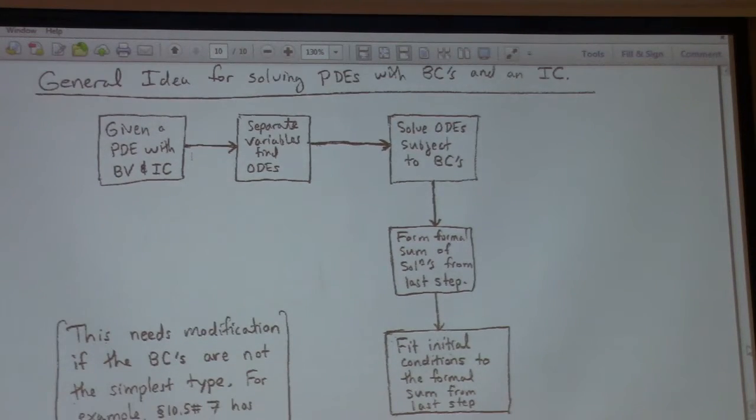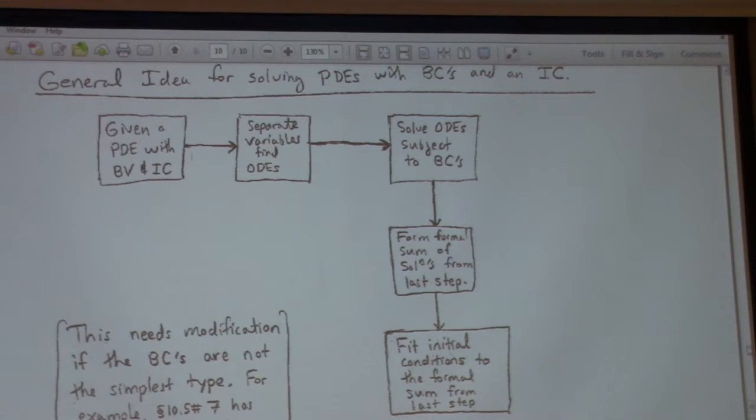So the general game plan is just this. I will say this and then stop talking about these. You're given a partial differential equation with boundary values and/or initial conditions. Sometimes you don't have initial conditions because there's no time. Then you separate variables. This brings you to ODEs, which are coupled in terms of some sort of characteristic value. You solve those ODEs subject to boundary conditions. That gives you a formal solution built from a sum of all these boundary value solutions. Then, typically, you fit the initial conditions to form the final solution. The fitting is done with the Fourier technique.